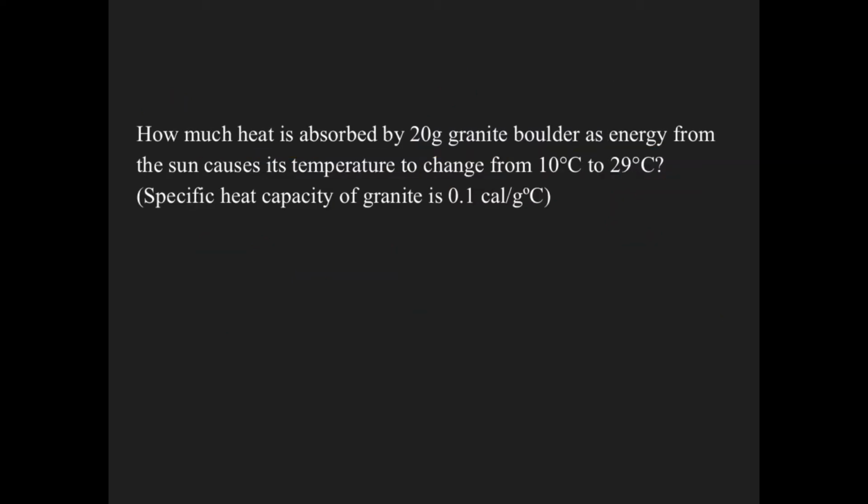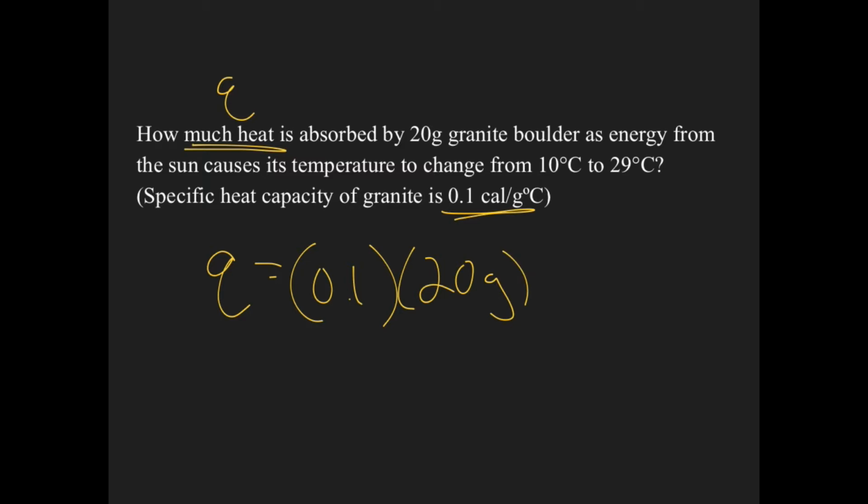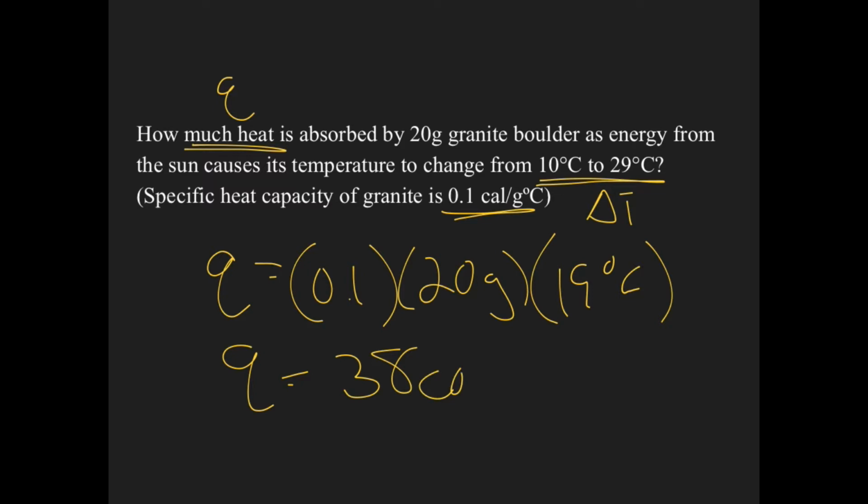How much heat is absorbed by a 20-gram boulder? Twenty grams doesn't sound like much of a boulder, but anyway, again, we're trying to find how much heat, so we're trying to find Q. Q equals the specific heat, which is 0.1, times the mass, which is 20, times the change in temperature, which is from 10 to 29, or 19 degrees. When you multiply those together, you end up with 38 calories. Again, calories because we were given the specific heat in calories.